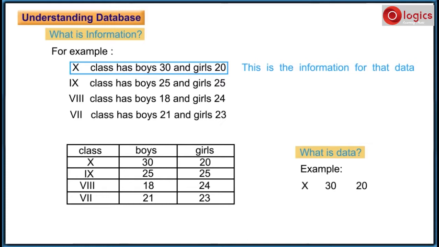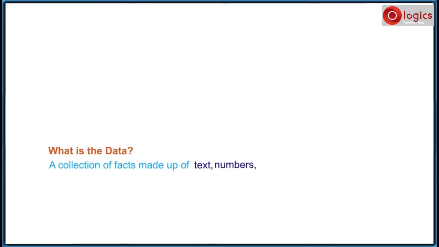Let us understand this in definition format. What is data? A collection of facts made up of text, numbers, images, and sound. Example for text and numbers data is 10, 30, 20.